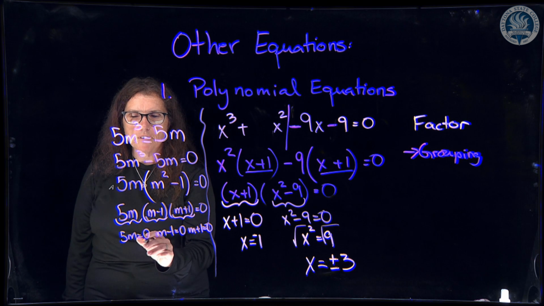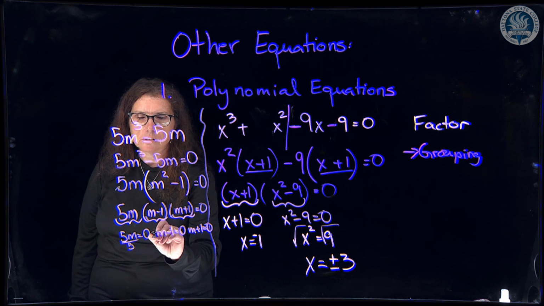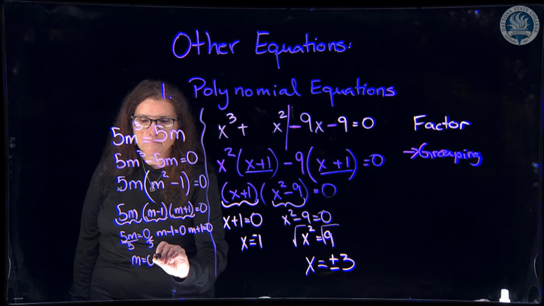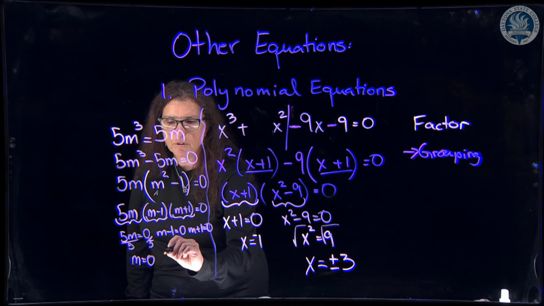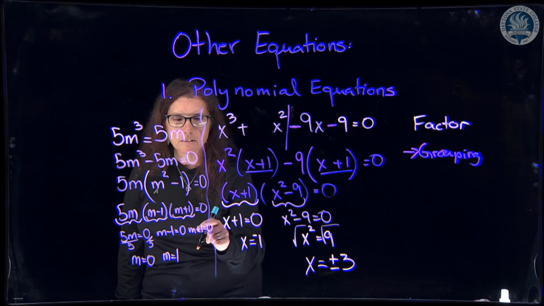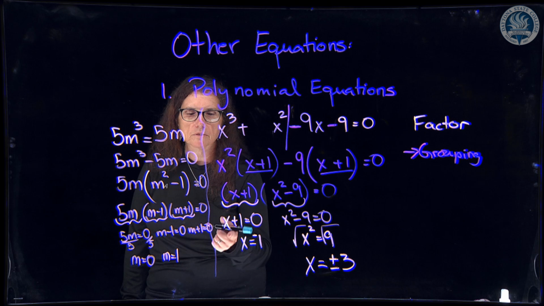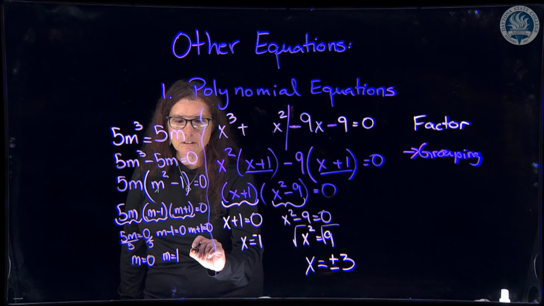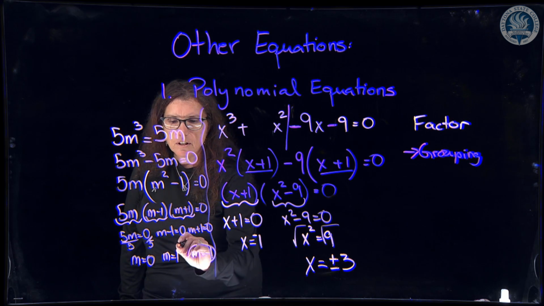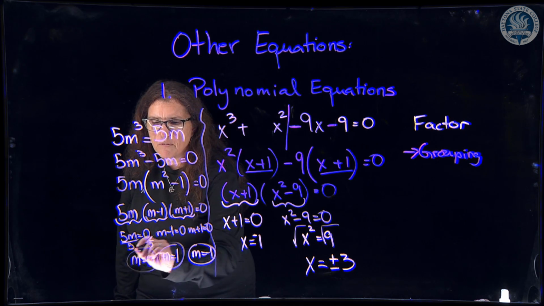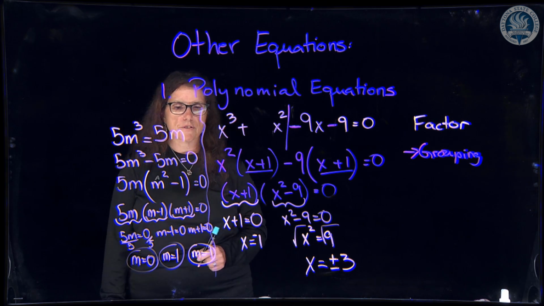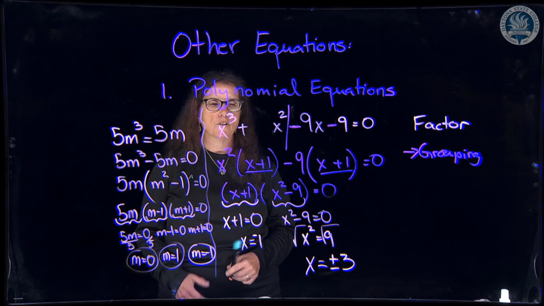The first one divide by 5. 0 divided by 5 is still 0, so m is equal to 0. The second one, bring the 1 to the right-hand side. M is 1, and here we bring a positive 1 to the right-hand side by making it negative, so m is equal to negative 1. 3 solutions. Why 3 solutions? Because the degree is to the 3rd power. That's it. Factoring.